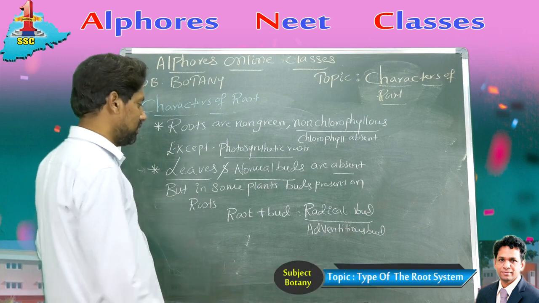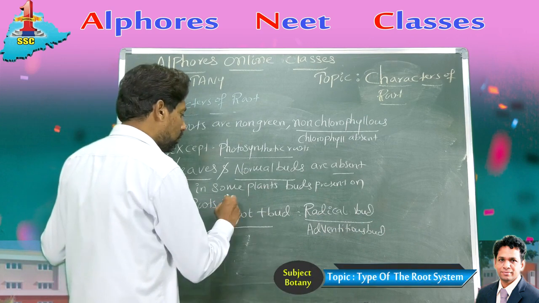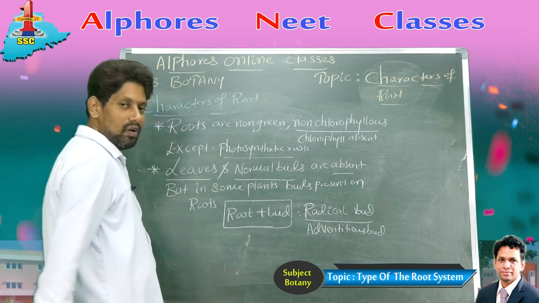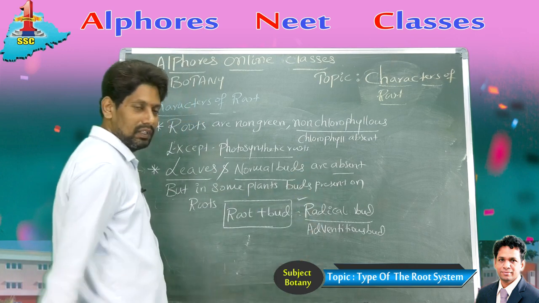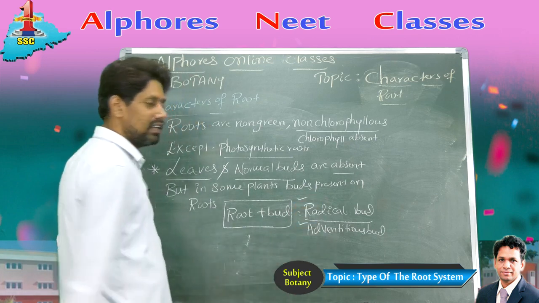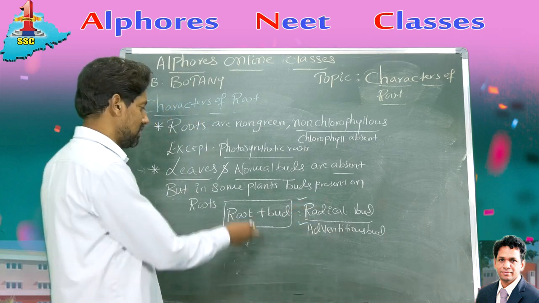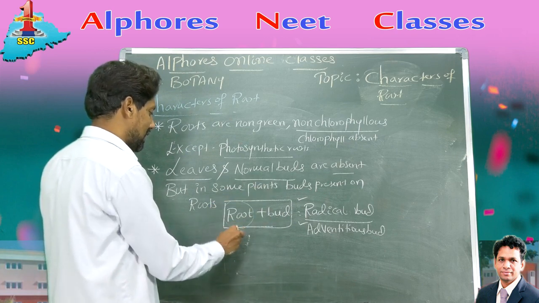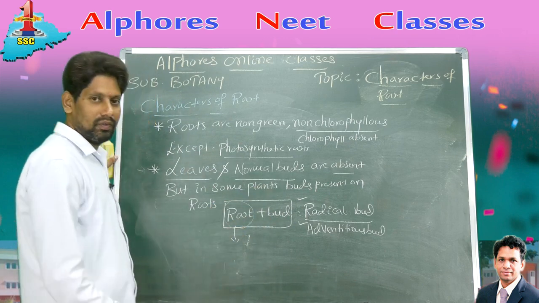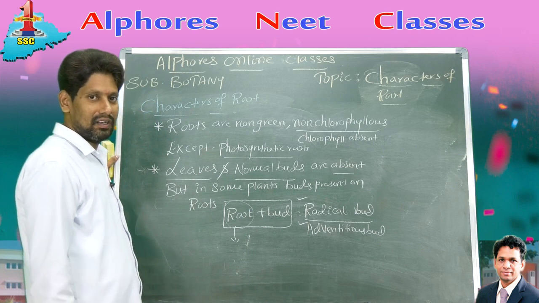Now listen to this statement. Sir, take a root. That root is with buds. What is that bud present on the root called? A radical bud. Radical buds are adventitious buds. Now tell me, can we call this root with buds a radical root? What are the roots called as radical roots?